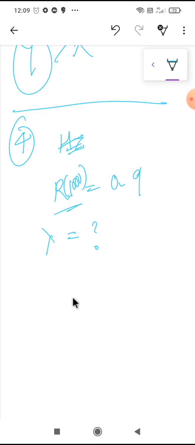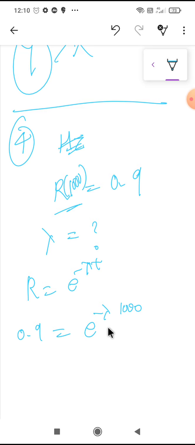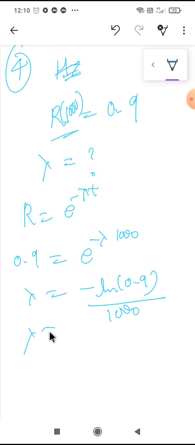So we know that reliability is equal to e raised to minus lambda t. Reliability is 0.9, and t is 1000 hours. If we take log on both sides, we'll get lambda equal to minus ln 0.9 divided by 1000. So we can find lambda. Lambda is nothing but 0.00011, which is the average failure rate per hour.